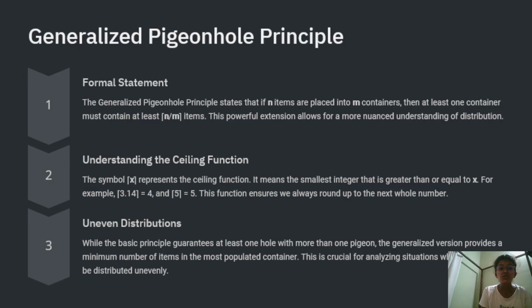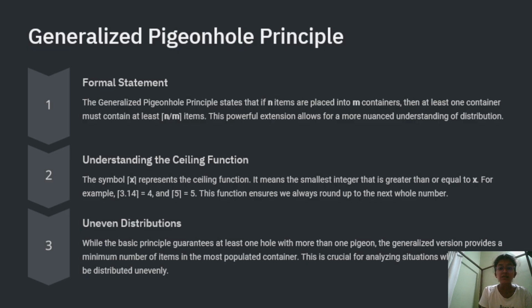Next, we have the generalized pigeonhole principle. Let us understand this principle in more detail. Considering all these examples, we conclude that the generalized pigeonhole principle states that if n items are placed into m containers, then at least one container must contain at least n/m items. This is a powerful extension which allows for more understanding of the distribution. Understanding the ceiling function.